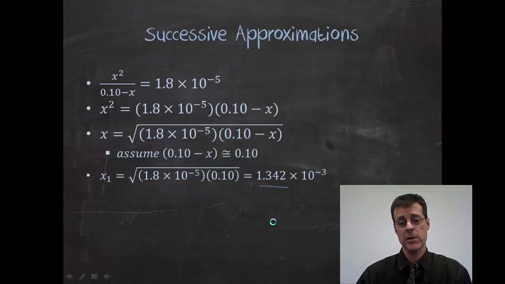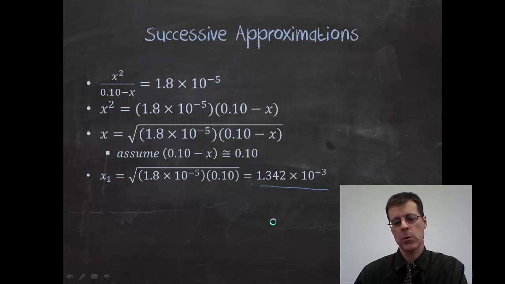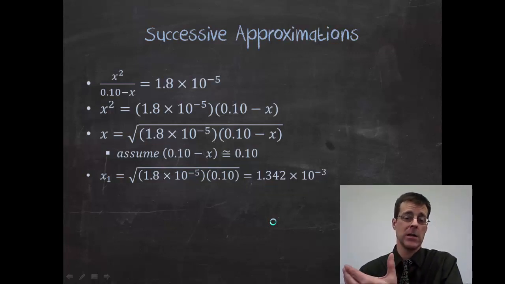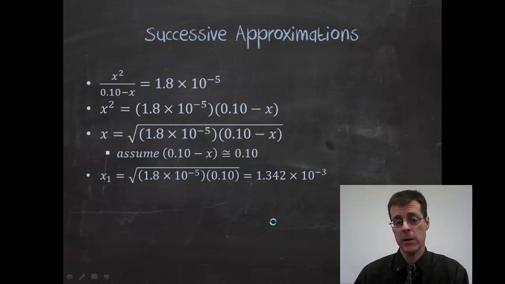and I come up with a calculation for the other x of 1.342 times 10 to the exponent negative 3. Not 0, but pretty small. Now what I want to do is check that answer. I want to check to see if that guess approximation was valid. If it's valid, I put it in and I get my answer back.